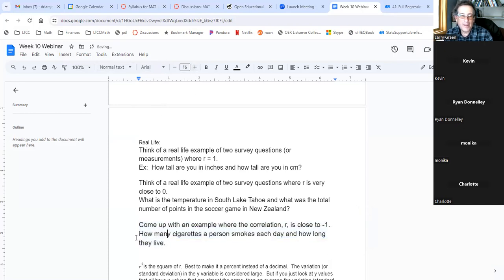My example is, how about how many cigarettes a person smokes every day and how long they live? I hope you all know that if you smoke a lot, then your probability of living long is lower than if you don't smoke. Do you know that? Hopefully you've heard that before. Okay, it doesn't mean you will die tomorrow if you smoke, but it definitely increases your odds of an earlier death. See if you can come up with an example where R is close to -1.